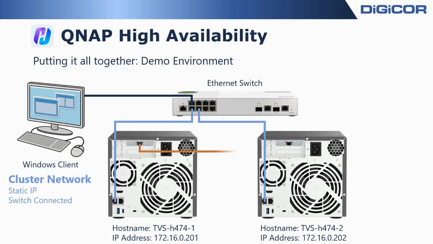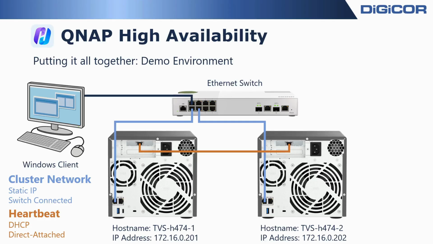For the heartbeat connection, we are using the 10 gigabit connection because we want to make sure that any data synchronization happens quickly, and that is directly attached and connected between the two NAS devices. And this connection is assigned an IP address via DHCP.